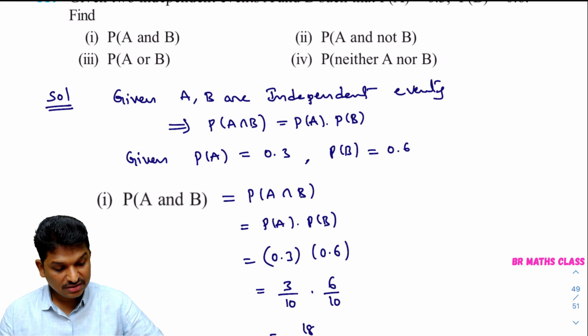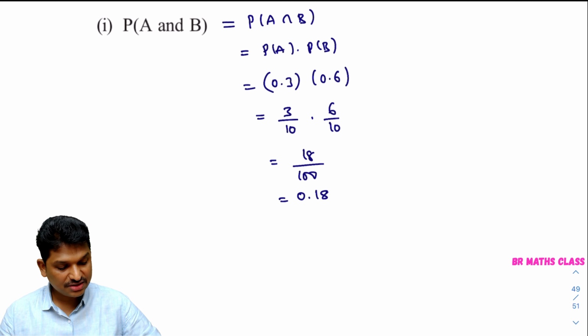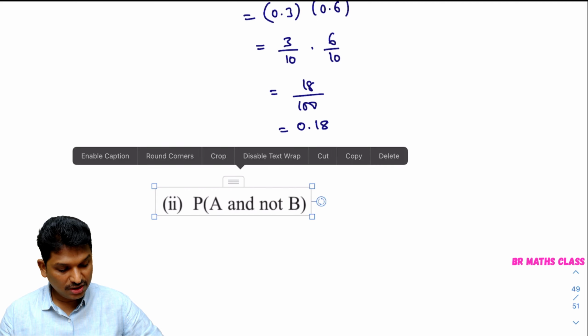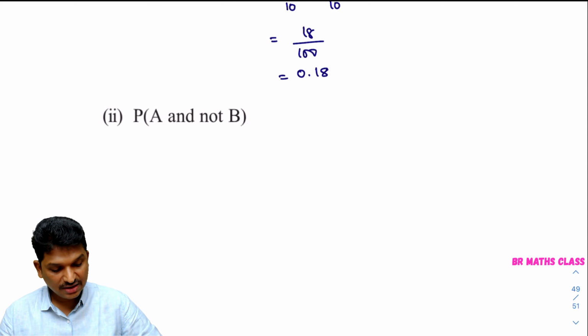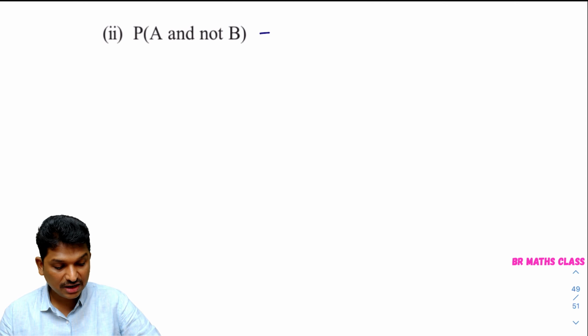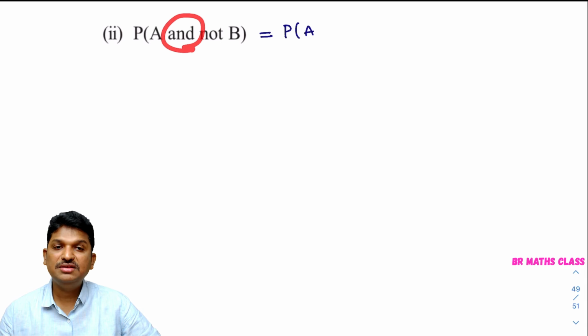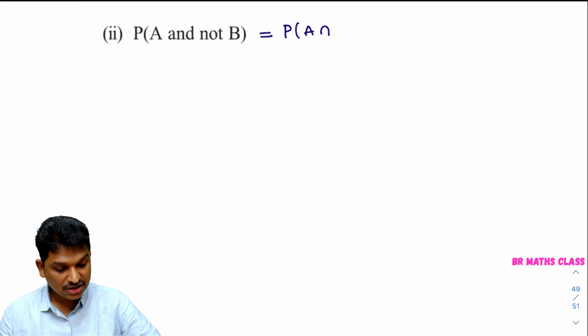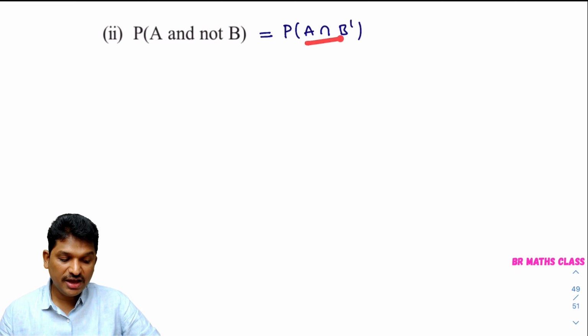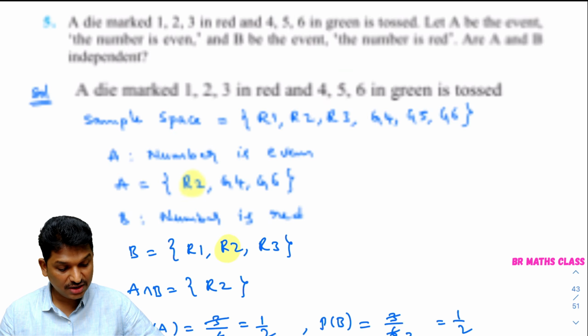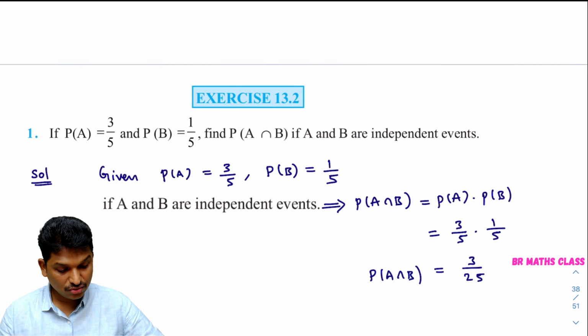Second bit is what? See, this is an interesting one. Second bit: probability of A and not B. First I'll write what they are asking. Probability of A and not B equals probability of A, and is there here, and means intersection, intersection not B. Not B we'll write as B dash. In the question they have given that A and B are independent events. Right? What about A and B dash? Here this point is important. We learned this point in theory. I just want to go there.